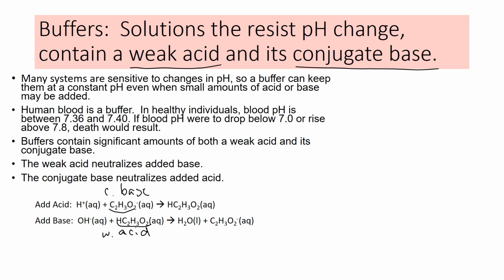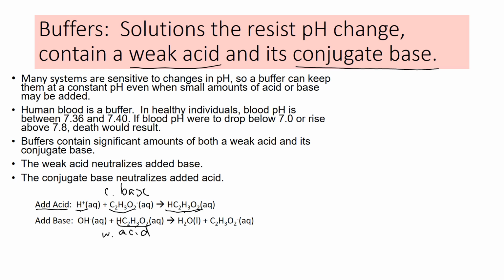Buffers are really important. Human blood is a buffer. The pH of your blood and most body systems is very sensitive. So if your pH goes up or down much, your body can't function. So systems that need to have a constant pH often have a buffer. And what happens with a buffer is that the conjugate base will react with any acid. So if any acid, H plus, is added to this system for whatever reason, rather than changing the pH, it'll react with this conjugate base to give you more of the weak acid.